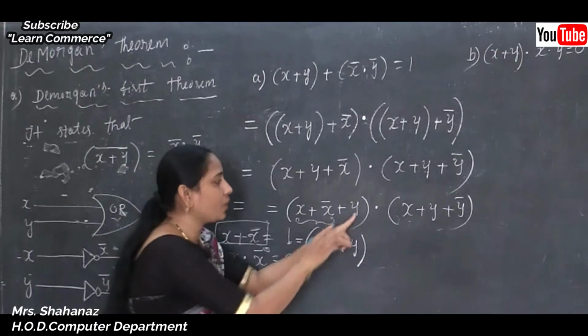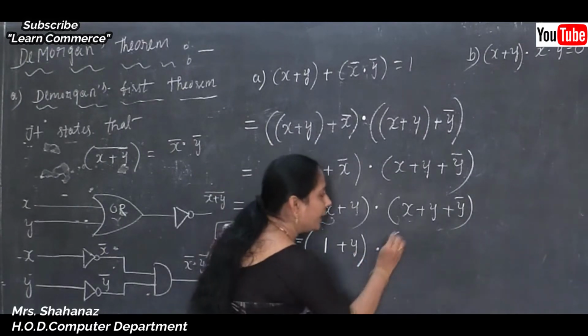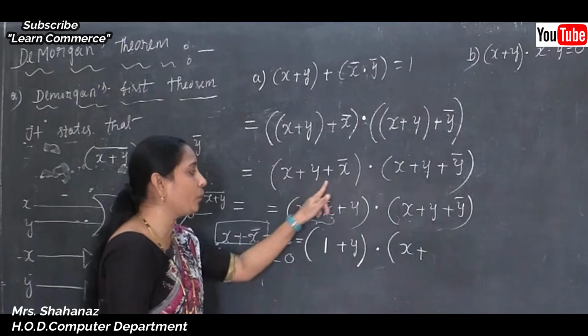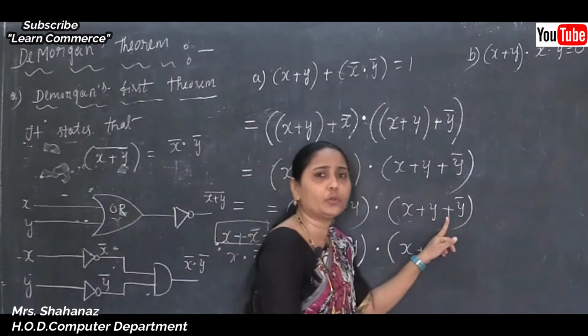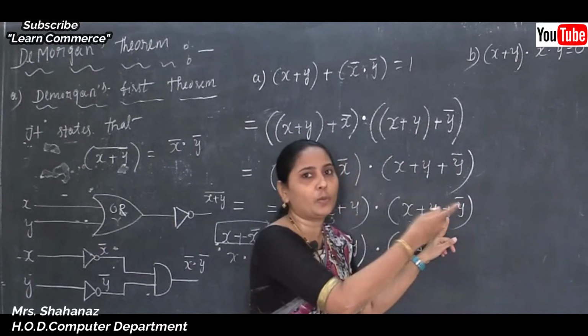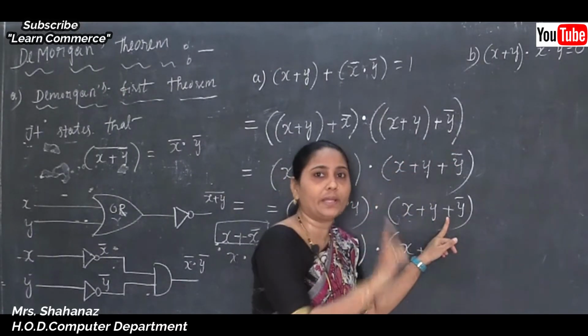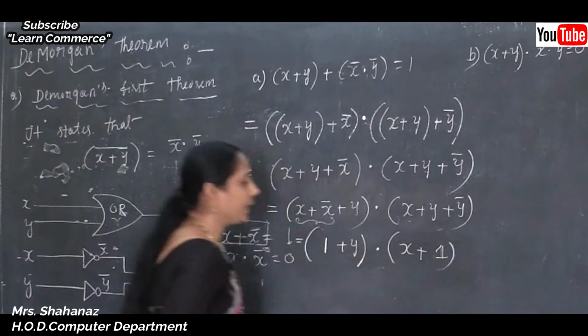So 1 plus, now which variable is left? Plus y. Clear this point here? And next, x plus, we know that if the value of x plus complement of x is equal to 1, that means maybe the variable will change. Maybe z plus complement of z, the value is 1 only. Y plus complement of y, the value is 1 only. So we can directly take the value 1.